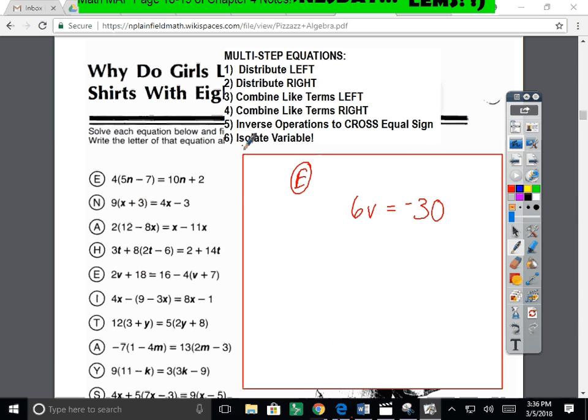I am trying to isolate my variable, get the king alone, and the only way to undo this secret multiplication in algebra land is to divide. So I'm going to divide by 6 on the left and 6 on the right. Well, if you notice, my 6's will cancel out. I'll be left with one fabulous king. I could just write v. And on the other side, 30 divided by 6 is 5. But that's a negative divided by a positive. I should get a negative 5.